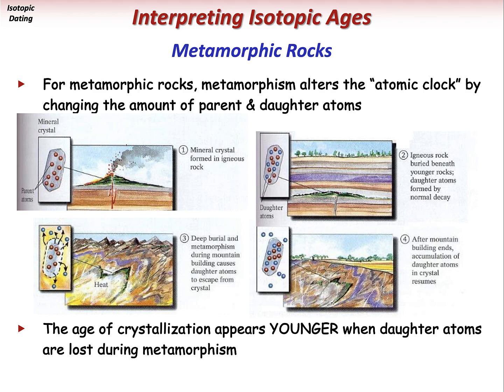It should be noted that if metamorphism removes all of the daughter isotope material from a mineral crystal, as in panel 3, then it effectively resets the atomic clock to 0. In this case, the isotopic age will represent the time of metamorphism, not the time the rock formed. This can actually be a very important aspect in the study of mountain building processes and plate tectonics.